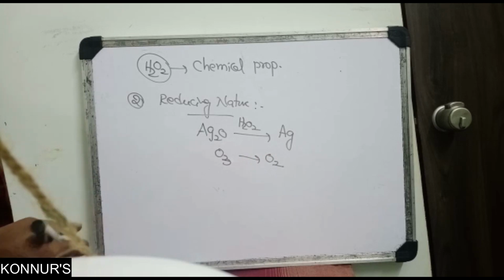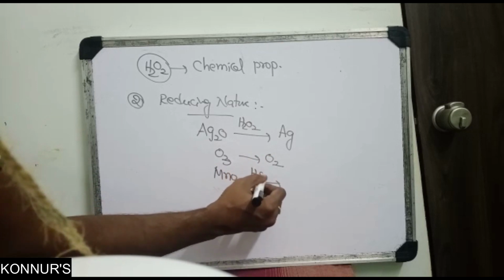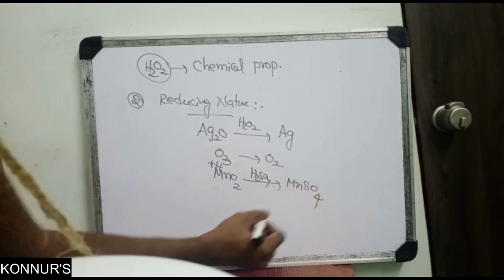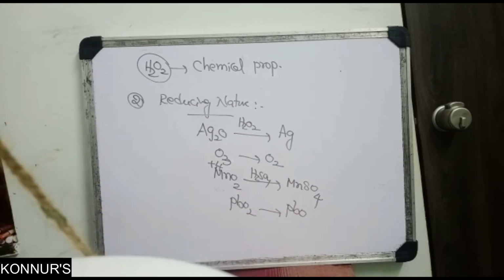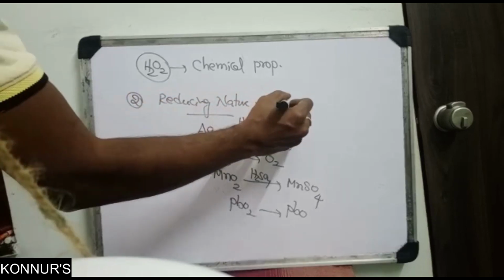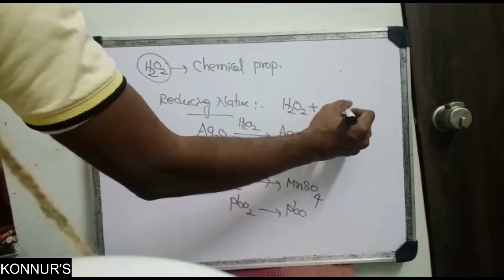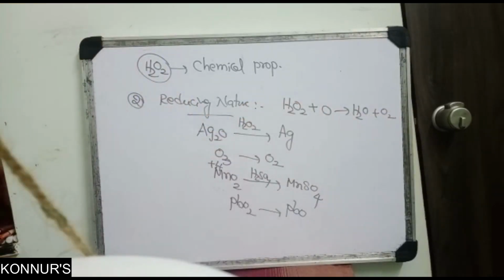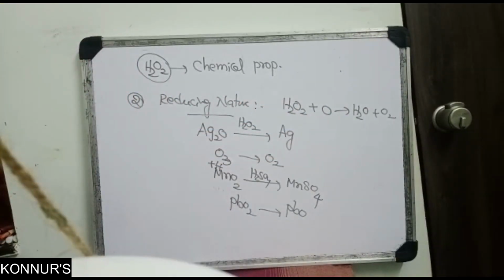Next, suppose MnO2 in the presence of H2SO4. It is plus 4 becoming plus 2, so that is MnSO4. Suppose PbO2 becomes PbO. Otherwise, how is it acting? H2O2 is absorbing one O, becoming H2O plus O2. This is the reducing nature. So oxygens are taken by H2O2, and they are released.